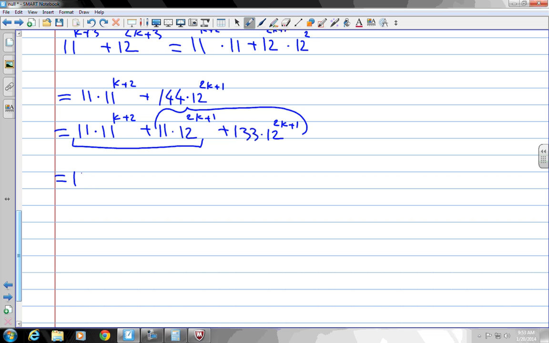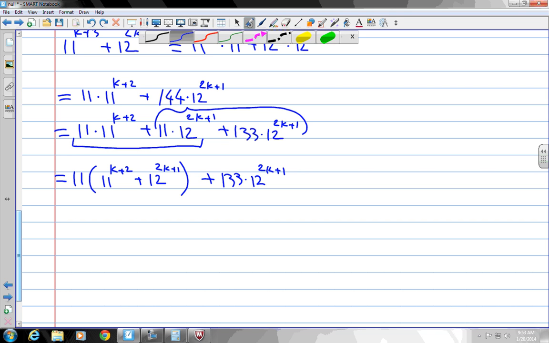Now, the reason why I'm doing that, because look, here's this part. If I factor 11 out, I'm left with 11 to the k plus 2, plus 12 to the 2k plus 1, right? And what's left? 133 times 12 to the 2k plus 1. Am I done? Because look, almost. I mean, I don't have to do anything else.